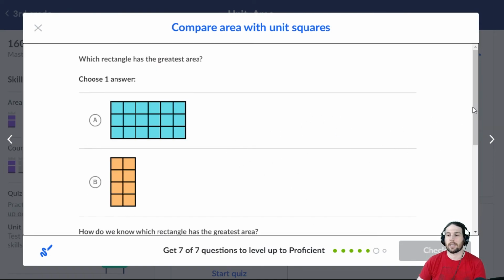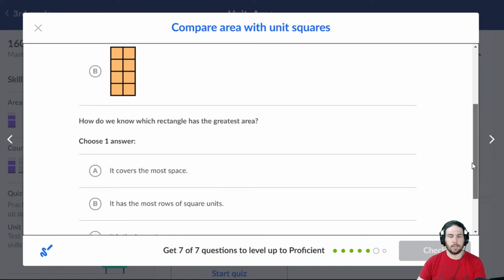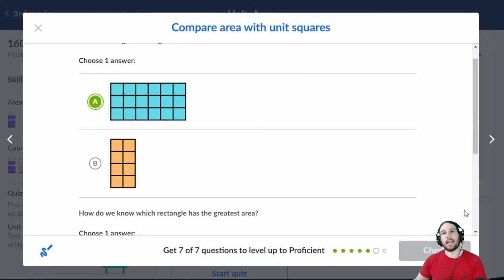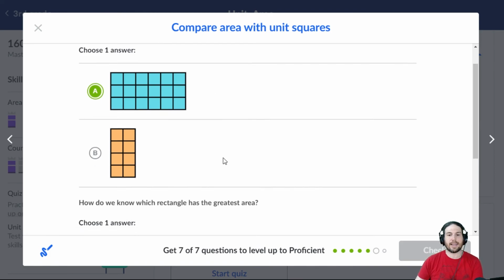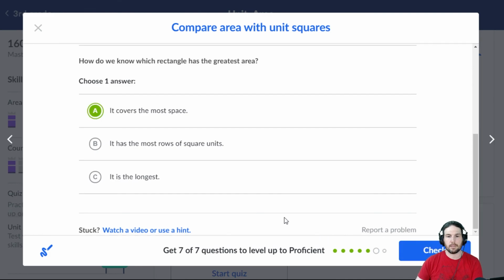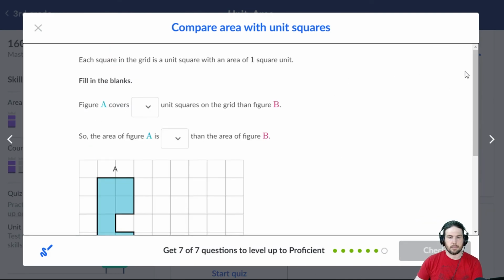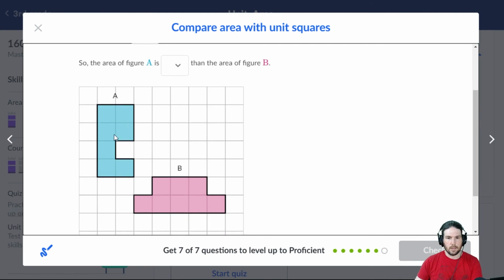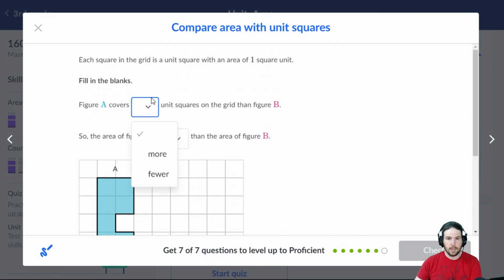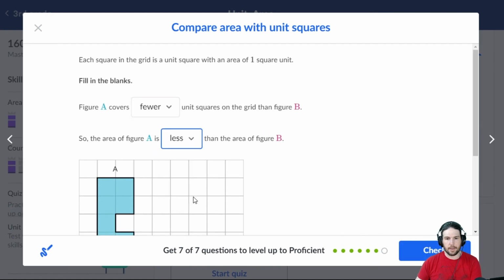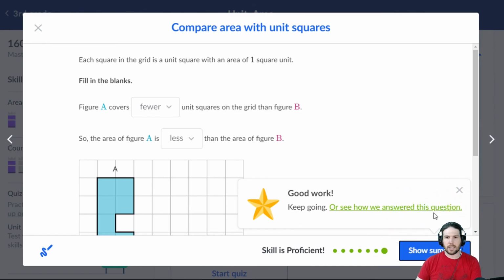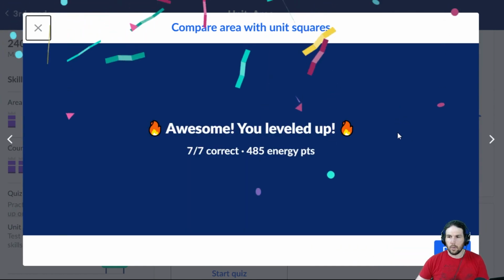Clearly, A is the larger one. And clearly is a word that math professors like to use when they either just don't want to explain or they feel like the explanation is too obvious. I can clearly see that I could fit this one inside that one. It covers the most space. 4, 7, 1, 2, 3, 4, 5, 6, 7, 8. B is the larger. So again, A is fewer and the area of A is less. And that is compare area with unit squares.